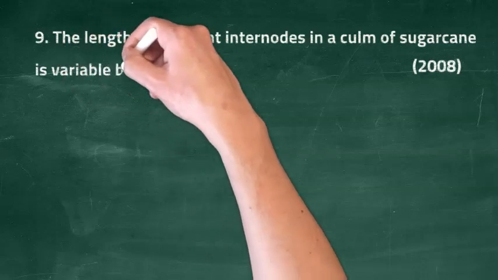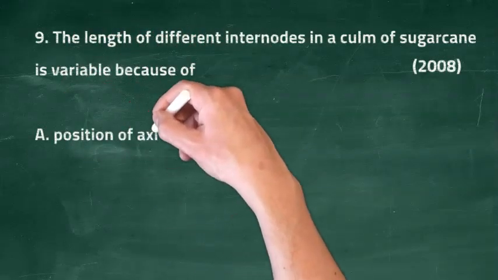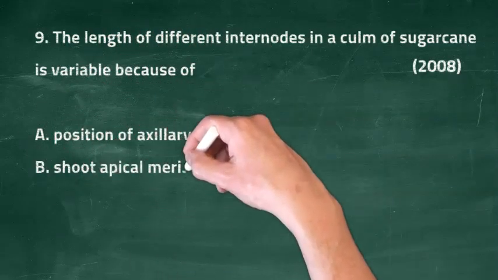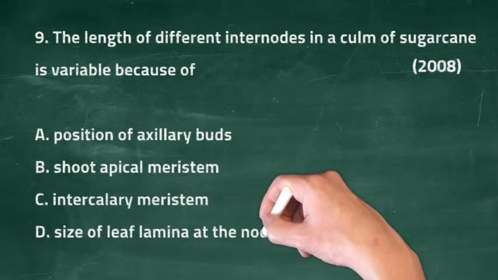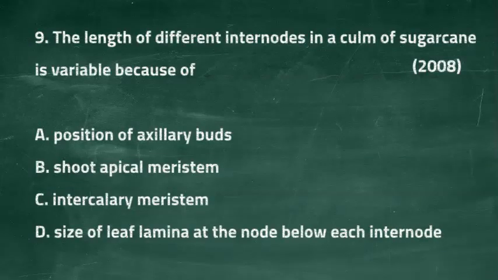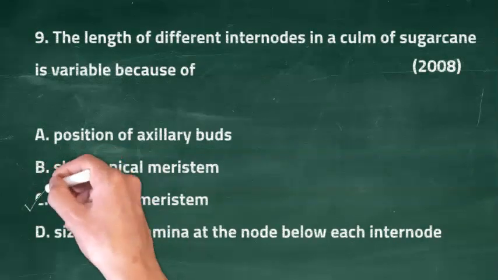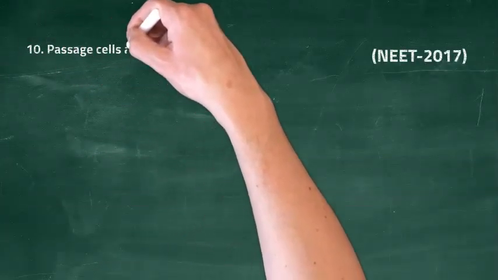Question 9. The length of different internodes in a column of sugarcane is variable because of: option A is position of axillary buds, option B is shoot apical meristem, option C is intercalary meristem, and option D is size of leaf lamina at the node below each internode. The right answer is option C, intercalary meristem.